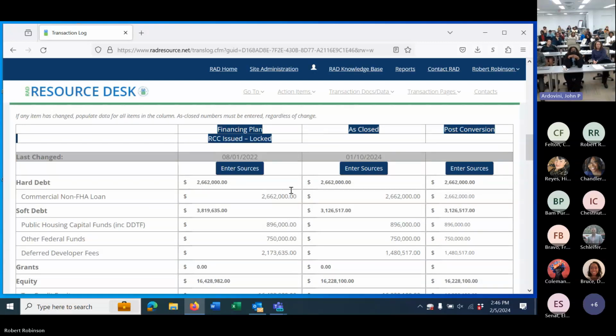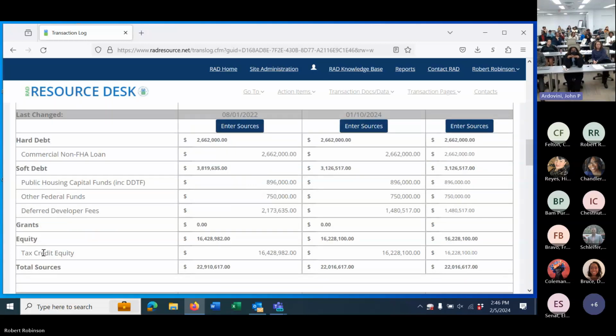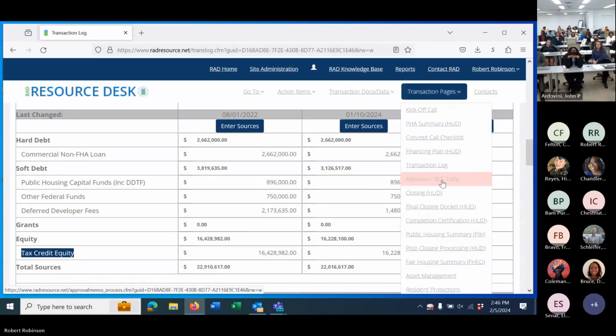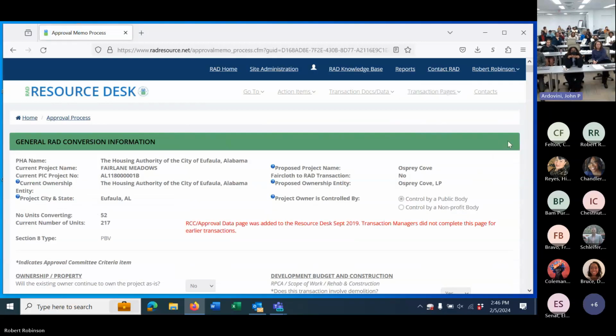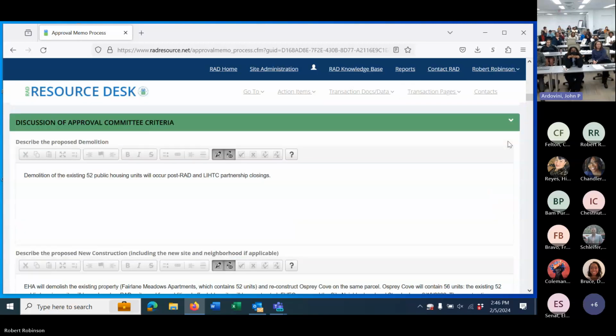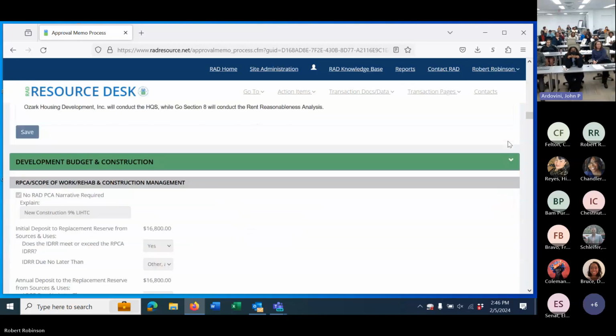Oh, is that the other federal fund? I don't see the LIHTC fund. Oh, I see. So the tax credit equity, yeah. And we don't care about the investor rate or anything like that. It's just the final number. Okay. Yeah.